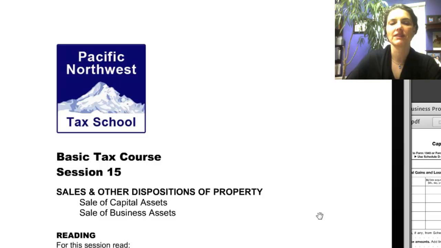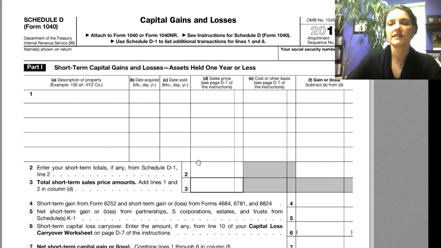But now time to get on with the lecture topic for the day, which is sales and other dispositions of property. We're essentially going to be focusing on two different tax forms today. One of those forms is Schedule D. And Schedule D is the IRS form which is used to report capital gains and losses.